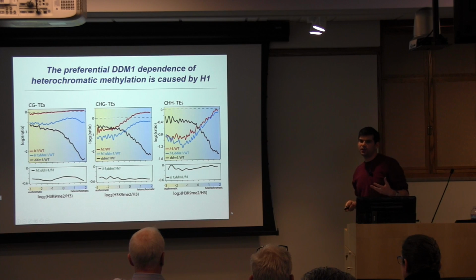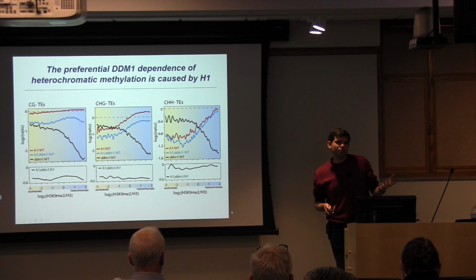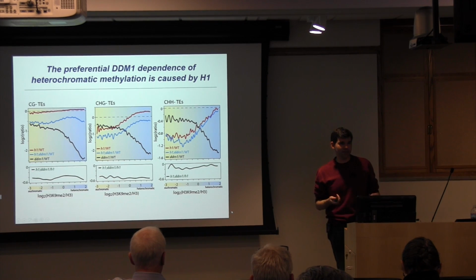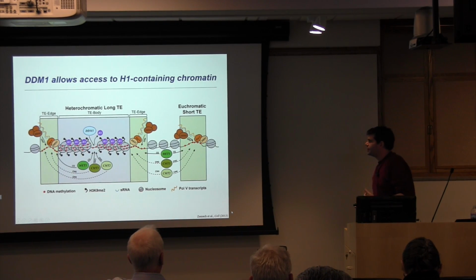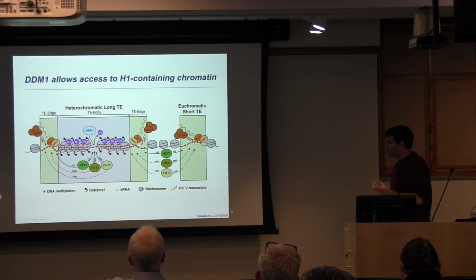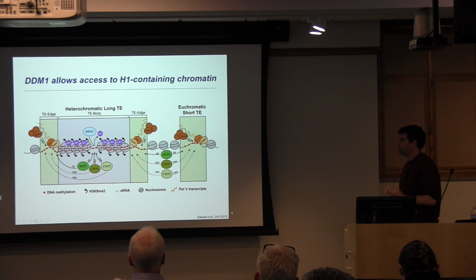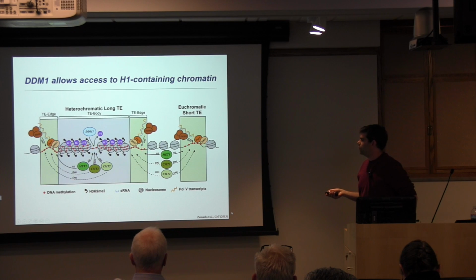So what this is saying is that when H1 is gone, then euchromatic transposons and heterochromatic transposons lose DNA methylation to about the same extent in DDM1 mutants. And so now the more detailed model is that at least a major thing that makes heterochromatin require DDM1 is H1. Right? That it's the presence of H1 in heterochromatin that really requires DDM1 activity to allow these methyltransferases to do their jobs.